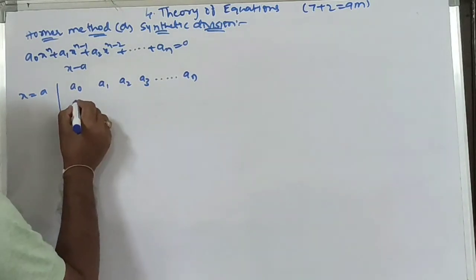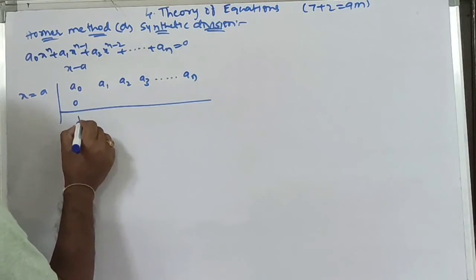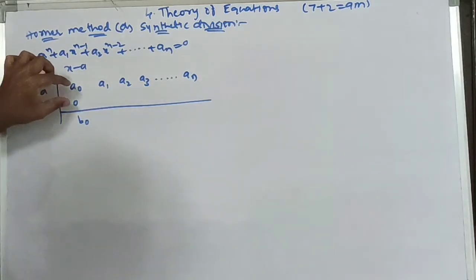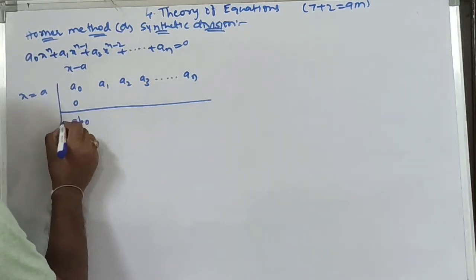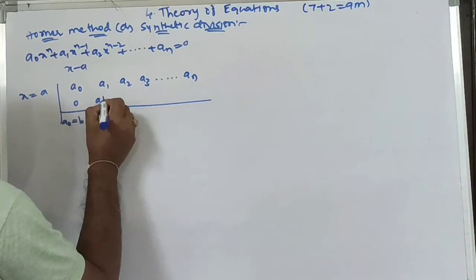First we are taking this one equal to 0. Whatever we are getting, I am taking b0. Actually we are adding. This is already equal to a0. We know this is a0, so I am taking it as b0. A into b0, a b0.